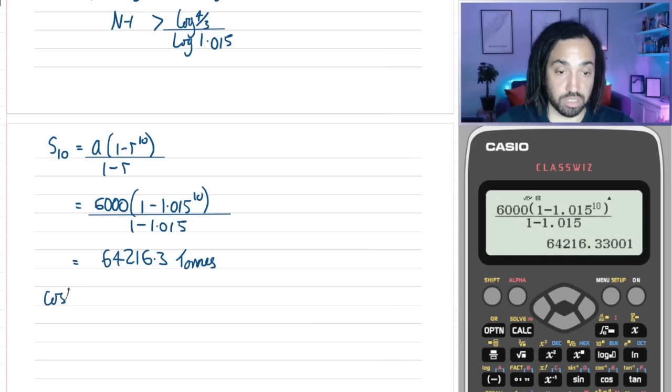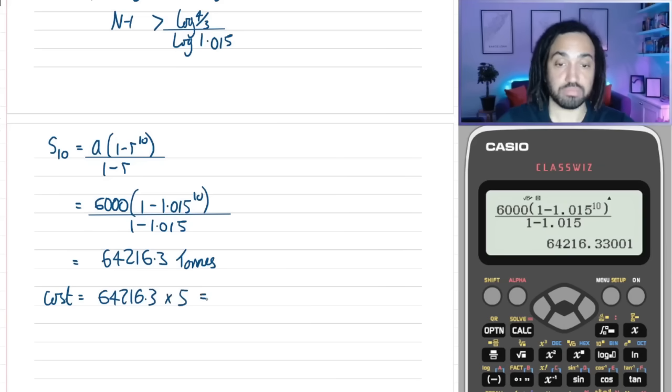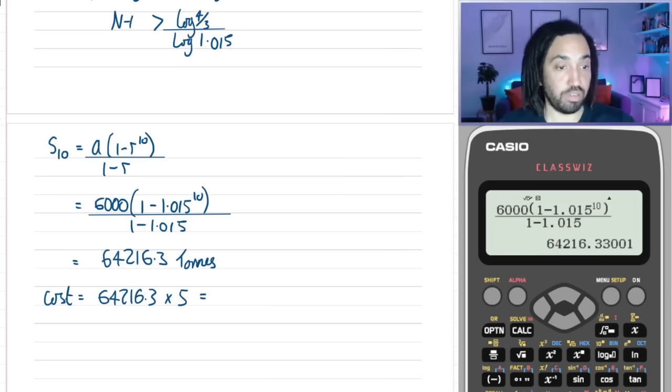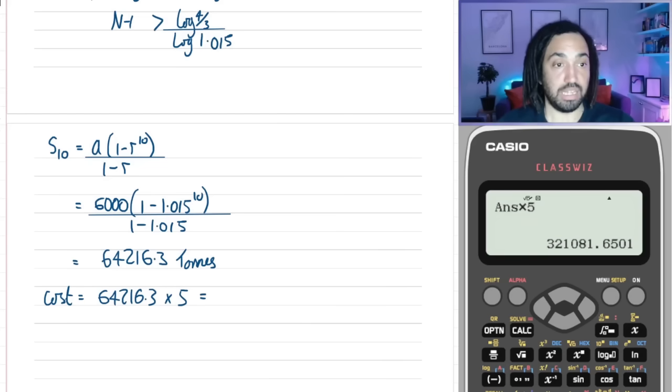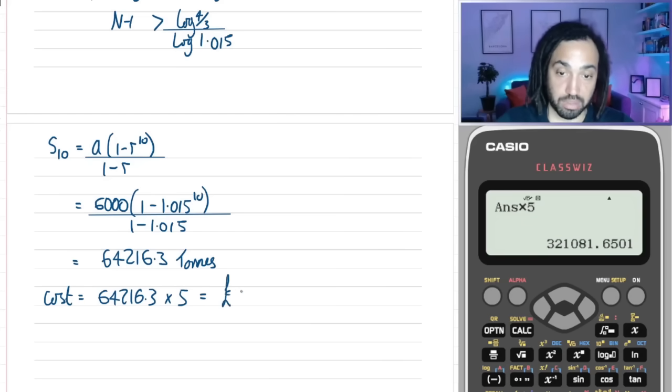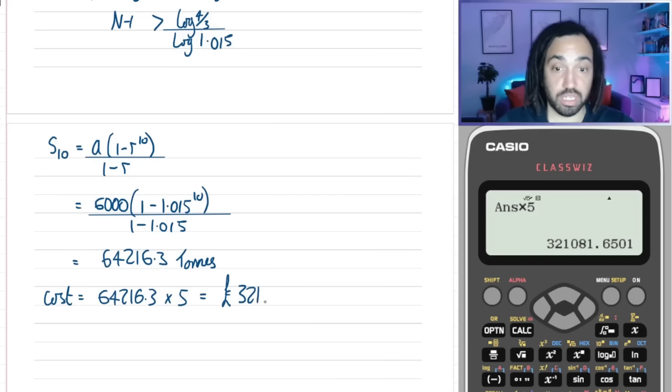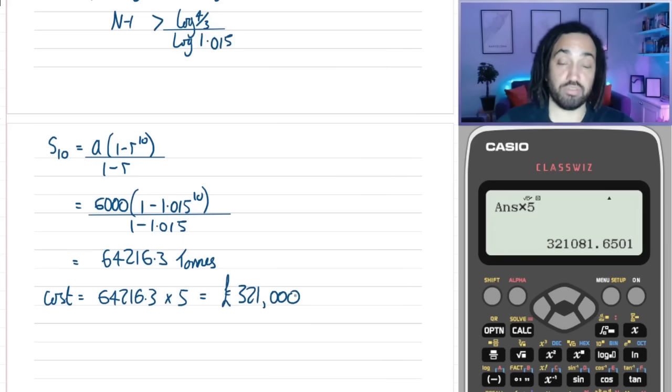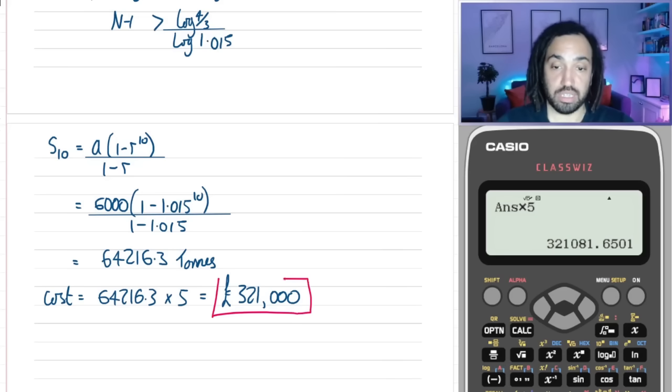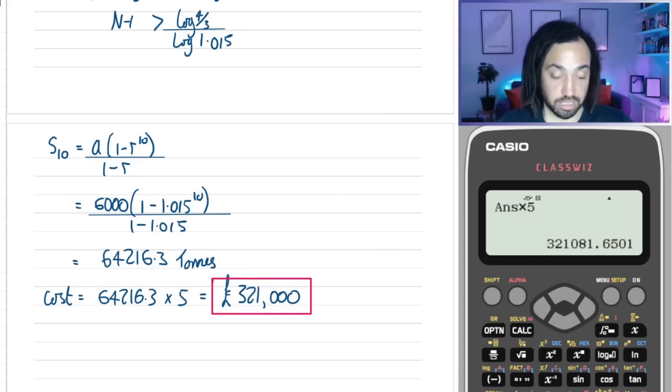So the cost is equal to the amount of tons multiplied by the price, which is £5 per tonne. So multiply that by 5, and we get in pounds 321. It says the nearest 1,000, so just 321,000, and that is perfect. Lovely.